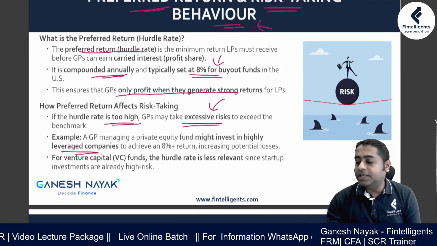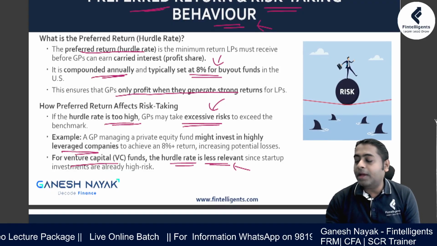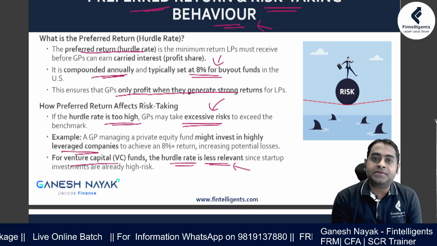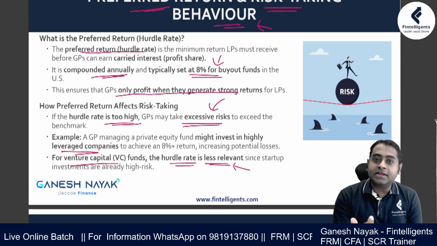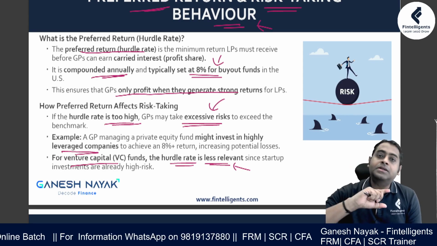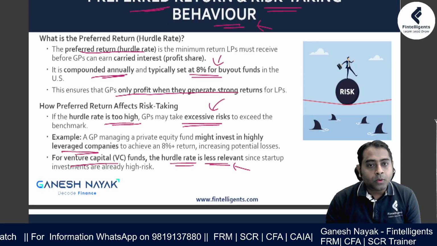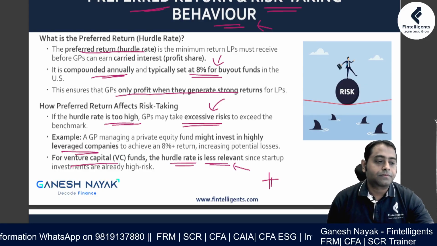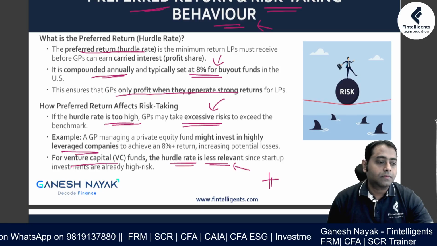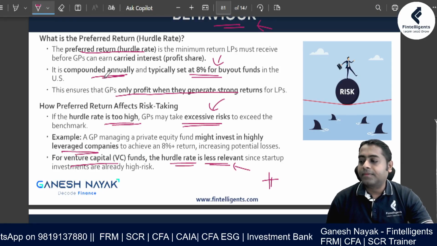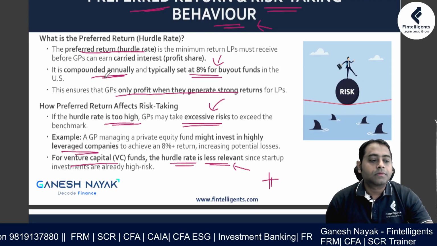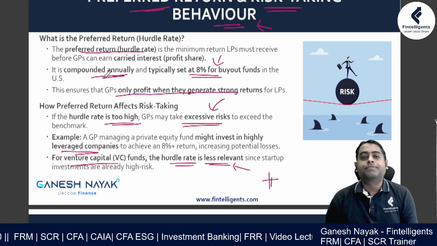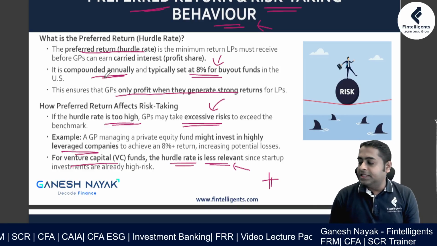Okay, for venture capitalists, the hurdle rate is less relevant. Why? We see these VC funds, they invest into startup at a way early stage. So they already have a very high risk, right? So when there is high risk, they know that if I'm going to exit, my returns are going to be 100x, 200x. Okay, I'm taking a pause. Let me know if there is any confusion. All good till this point, guys?